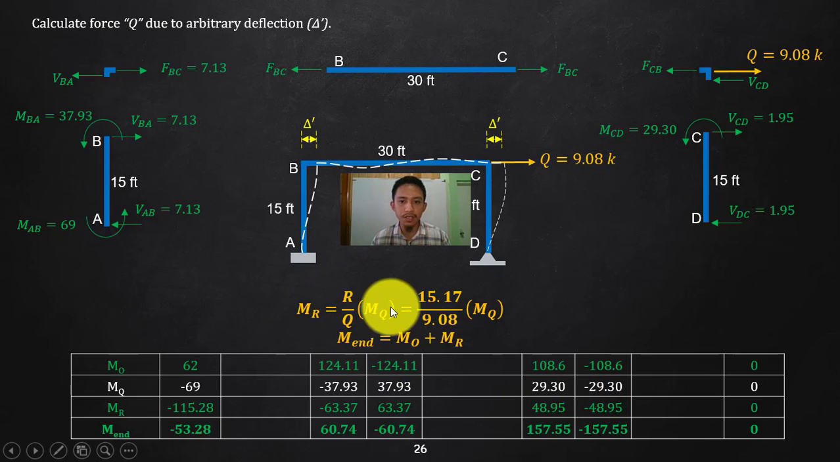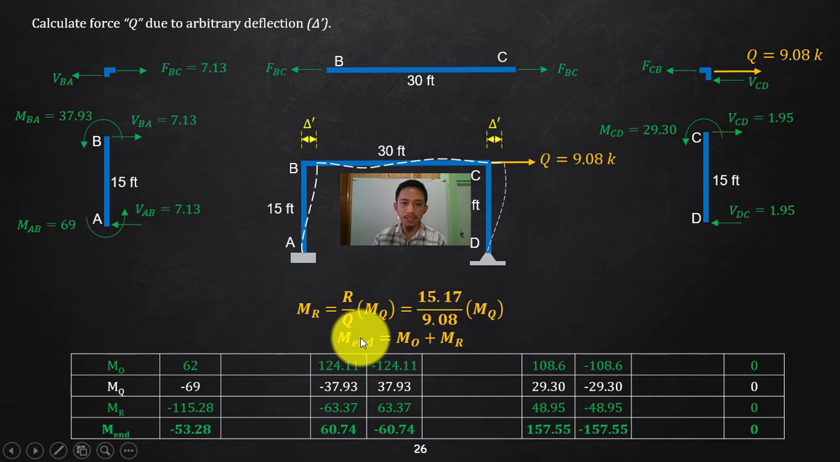So again, using your ratio, your R is 15.17, your Q is that 9.08. So whatever the moment at a joint, we will get the moment due to R by multiplying this ratio. So multiply 15.17 over 9.08 to your negative 69, that is your M sub Q, will give us an M sub R of negative 115.28. So same thing happens. This ratio multiplied to that will give this, multiply to that will give that, and so on and so forth. So now you have your M sub O and then M sub R.